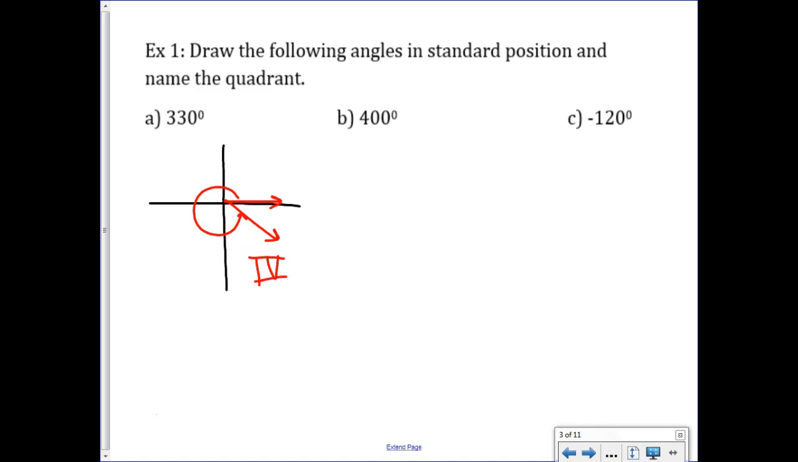And then a 400 degree angle would be the same thing. We start along this axis, but 400 degrees means that I've gone all the way around 360 plus 40 degrees more. So I'm right here. And I'm in quadrant 1.